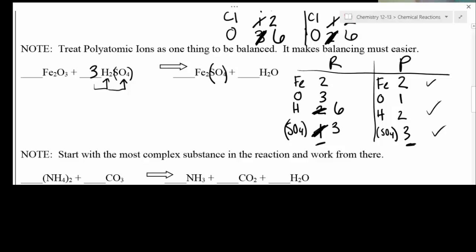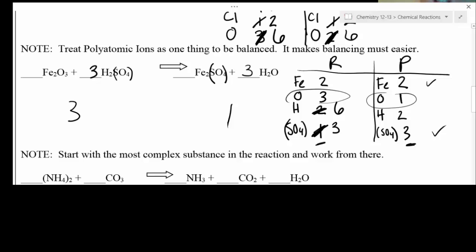So my sulfates are balanced, but my hydrogens and oxygens aren't. So which one are you going to balance next? Well, honestly, it doesn't really matter. You're just going to choose one to balance out first. Let's choose oxygen to balance out. I have 3 oxygens on the left side, and then I have 1 oxygen on the right side. So I want to get 2 more oxygens on the right side.